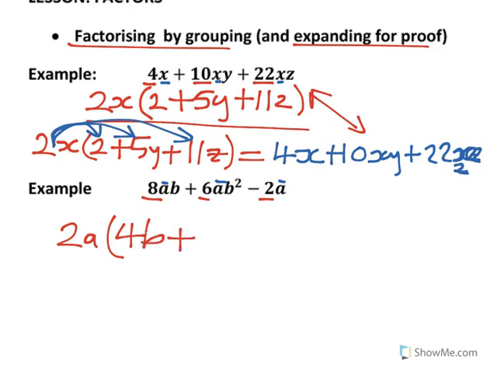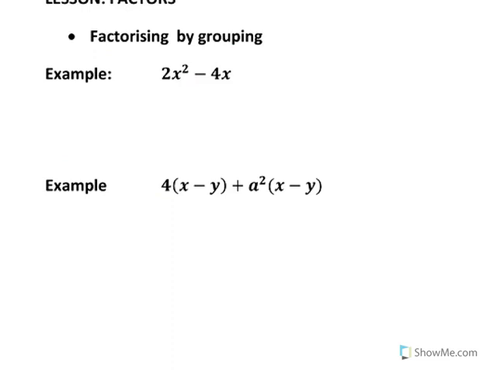Plus 6 divided by 2, it's a 3. A into A, it's a 1. And B squared will remain. Minus 2 divided by 2, it's a 1, and A divided by A, it's a 1. Remember, a 1 will remain, not a 0. So that is what we mean by factorizing by grouping.